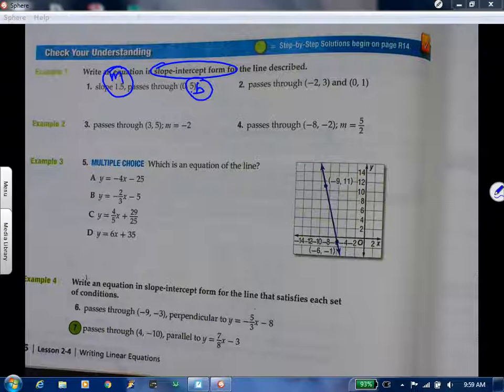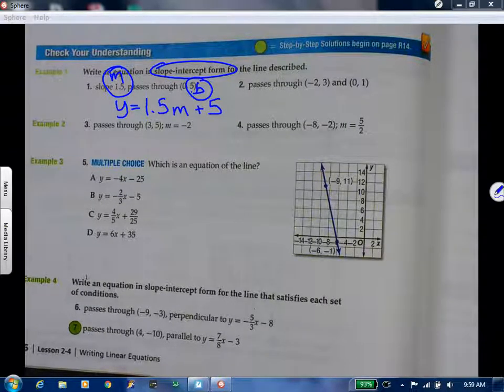Your answer would be y equals 1.5x plus 5. You're done. Y-intercept is 5, slope of 1.5. So you go up 1.5 over 1, up 1.5 over 1. Simple enough?